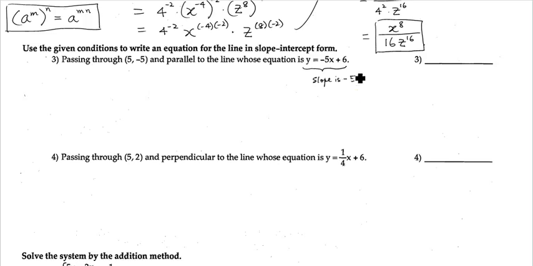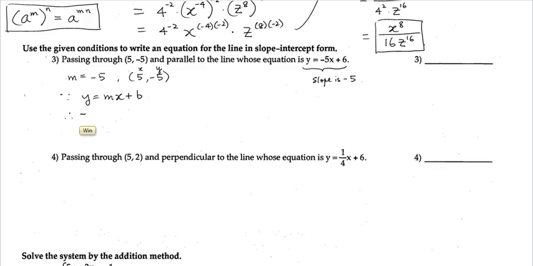Y is equal to mx plus b. This is already in slope-intercept form, so we can identify the m immediately. So now we got m is equal to negative 5, and we have a point 5 comma negative 5. So therefore, y is equal to mx plus b, and then we substitute the x value, which is 5, the y value, which is negative 5, and the m value, which is negative 5 in this case, into the formula.